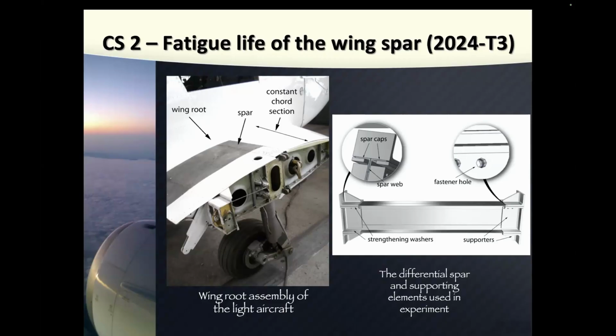So we call this a differential spar. Why? Because it consists of several parts, so it's not integral. So we have here, as you can see, spar caps. Spar caps are these L shapes, L beams. Spar web, which is simply a plate with some thickness. And here you can see fastener holes, supporters, strengthened washers, and so on. And again, this is the wing root assembly of the light aircraft, and this is that crucial part made of aluminum 2024 T3.